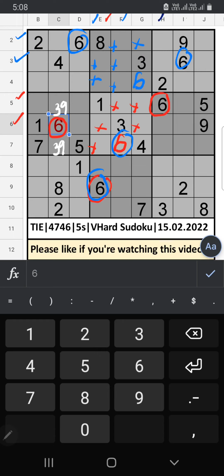Column H and column J, we have 6. So 6 can't come in these cells. Ninth row also we have 6. So 6 can't come in this cell. Then 6 is confirmed here.